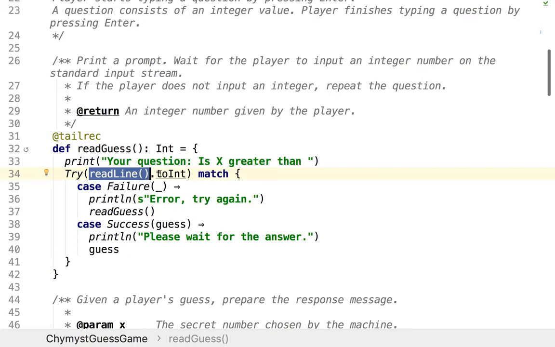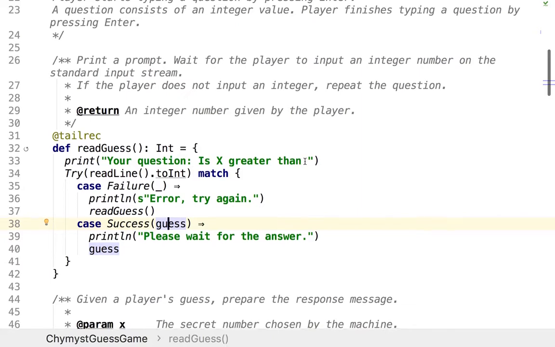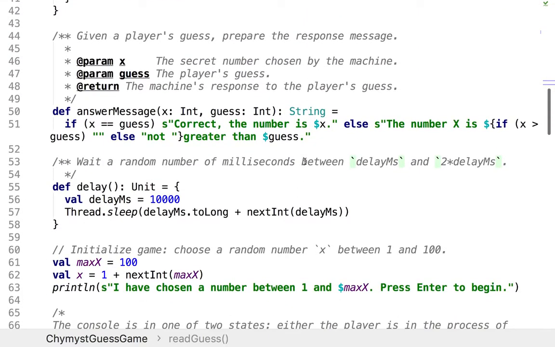And if the result is an integer, then we return that integer. And we also print the message here, please wait for the answer, with a new line. So that's when there's no error. When there's an error, we print an error message and call the same function again, so that the user can again type another integer maybe. So that's one function.